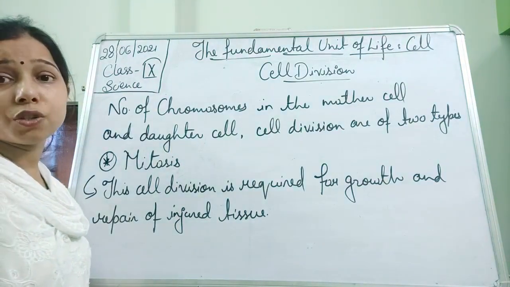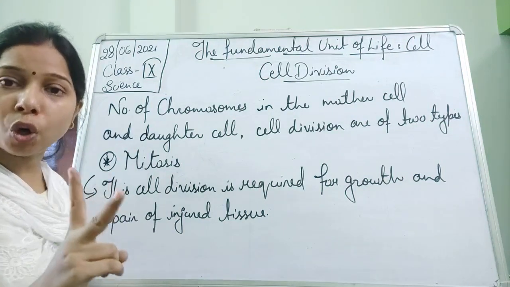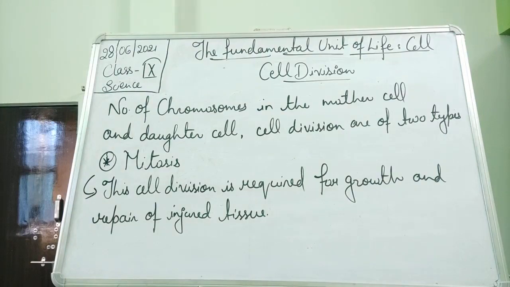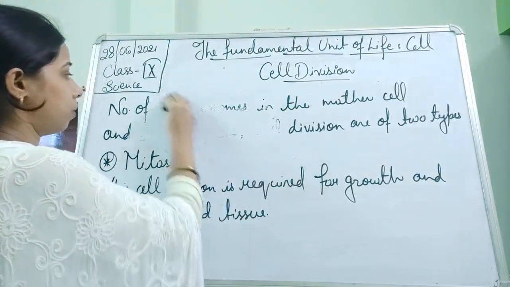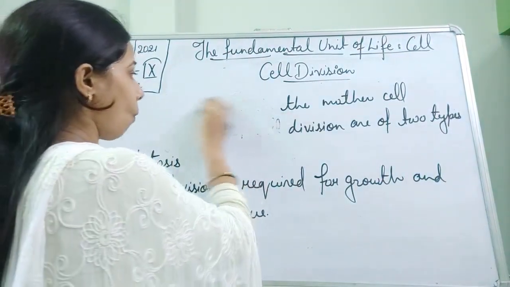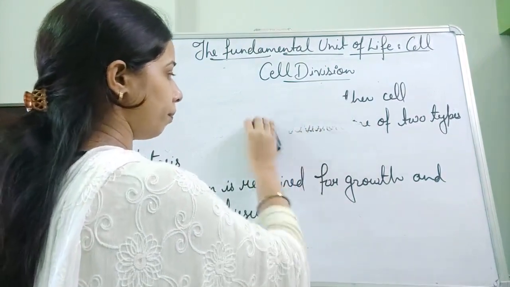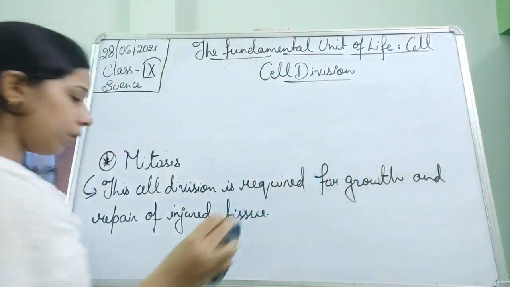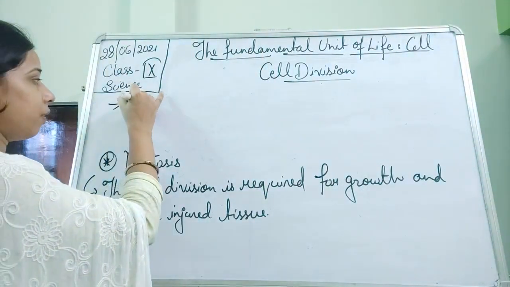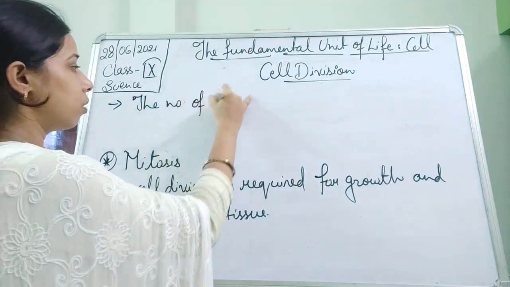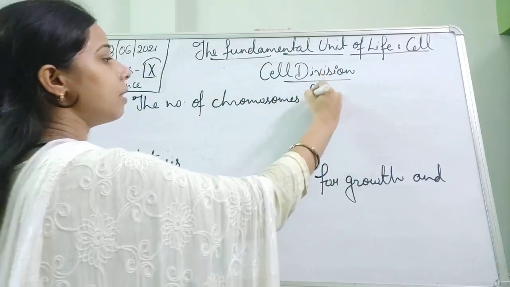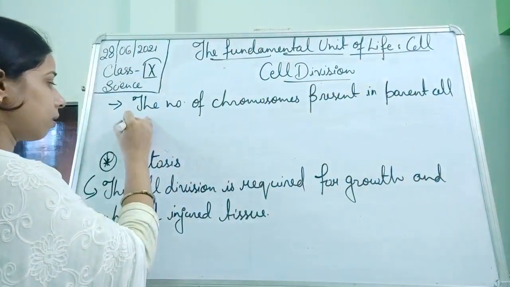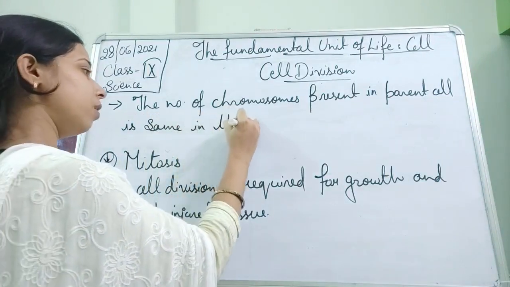Here in this type of cell division, one parent cell divides to give two daughter cells which have exactly the same number of chromosomes that the mother cell has. So in the case of mitosis, students, we can say that in this kind of cell division, the number of chromosomes present in the parent cell is the same in the daughter cell.